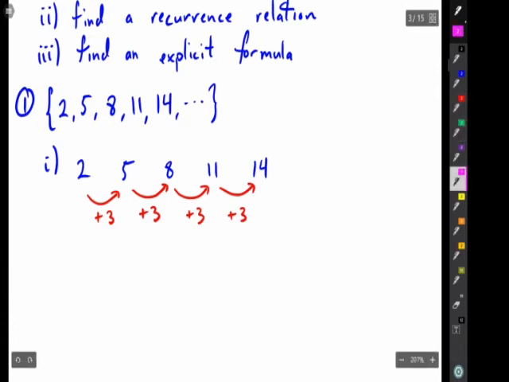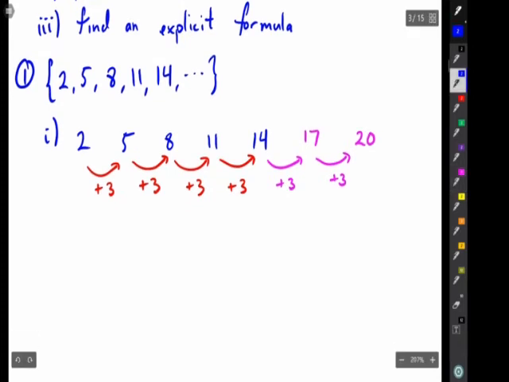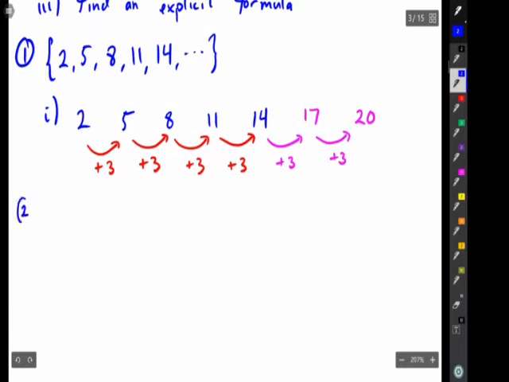So then hopefully it makes sense if we say, well, let's add 3 again, and this will be 17. And then add 3 again, and this will be 20. So these are the next 2 terms, 17 and 20. Okay? Now that we have the next 2 terms, and we've done a lot of work, we can figure out what the recurrence relation has to be.